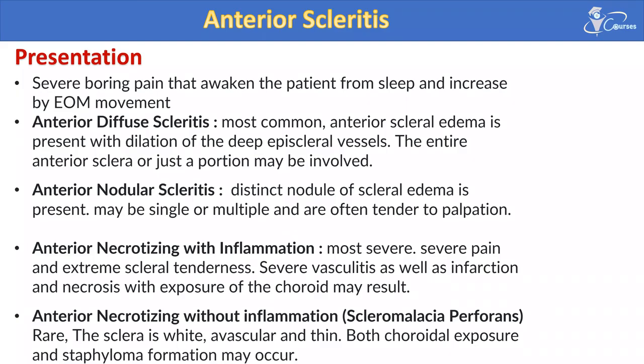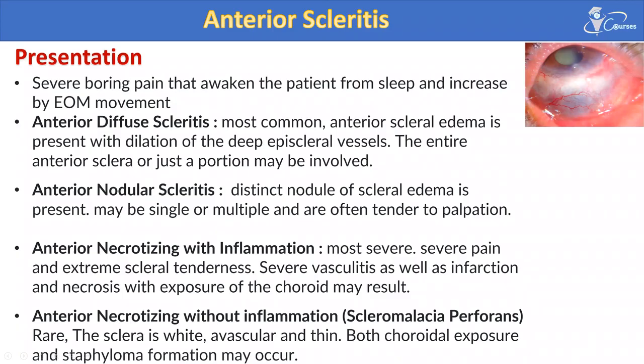Why is the pain increased by extraocular muscle movement when the patient moves his eyes? This is because of the attachment of the extraocular muscles over the sclera. So once the patient moves his eyes, this increases the pain. Depending on the anatomical type of scleritis, there will be anterior diffuse scleritis, which is the most common type. There will be anterior scleral edema with dilatation of the episcleral vessels. The entire sclera or just a portion may be involved.